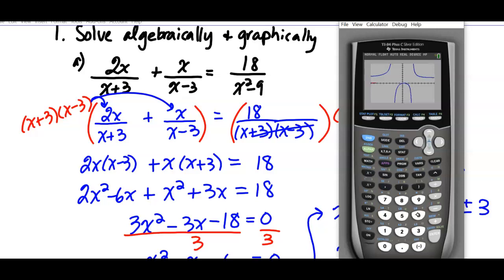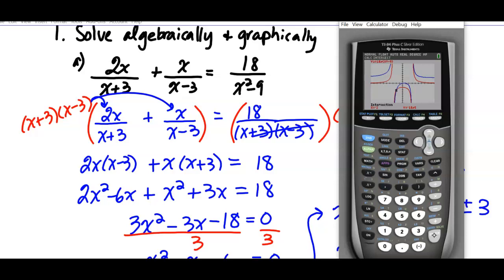So there's the left side. The red is the right side. Looks like it's at -2. Let's check. Second trace intersect. Enter, enter, enter. Okay, it intersects there at x equals -2. It also looks like it might intersect at other places.